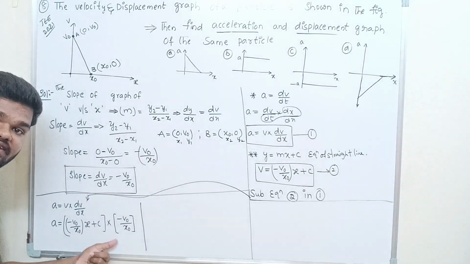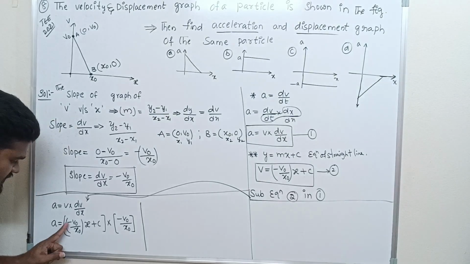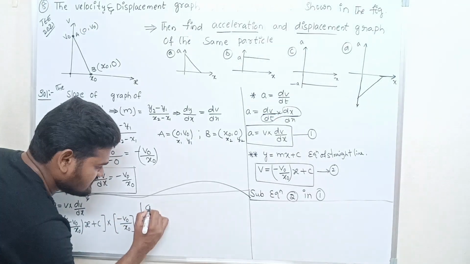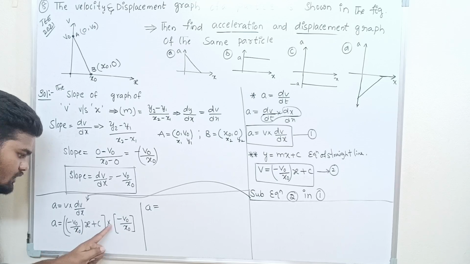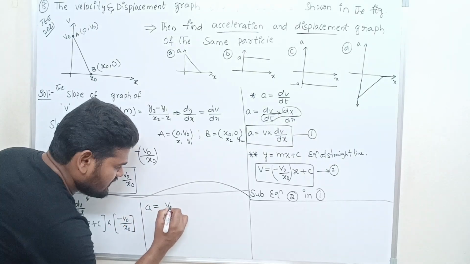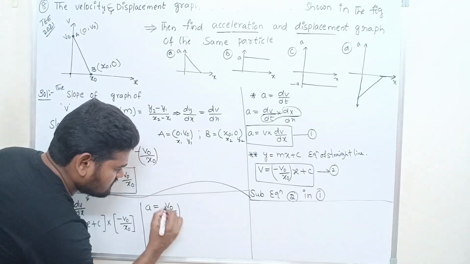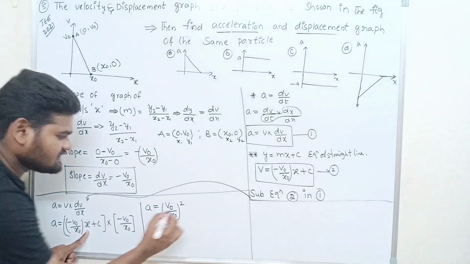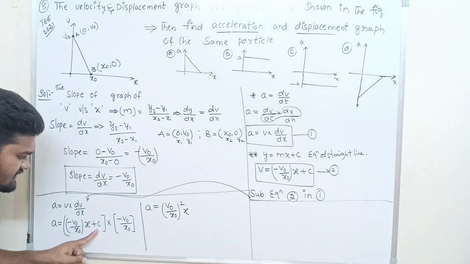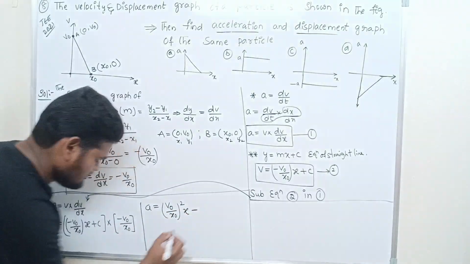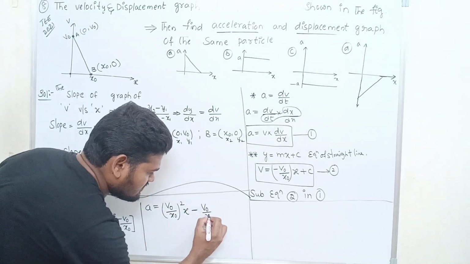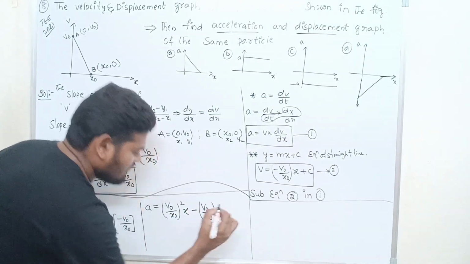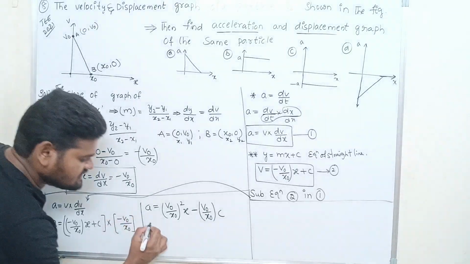Just multiply these two equations, and we will get the answer. Have a look. Minus into minus plus, acceleration is equal to minus into minus plus v naught by x naught into v naught by x naught. So (v naught by x naught) whole square into x is there. Okay. So plus into minus c into v naught by x naught, so v naught by x naught into c. Are you getting it? Right.